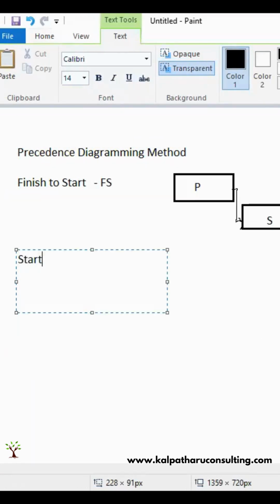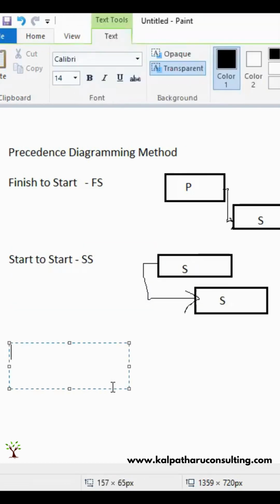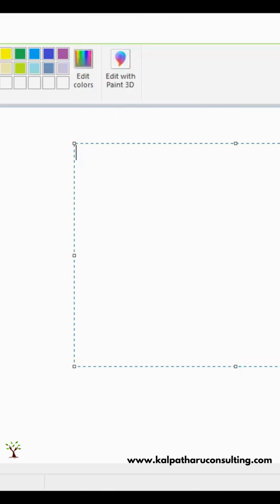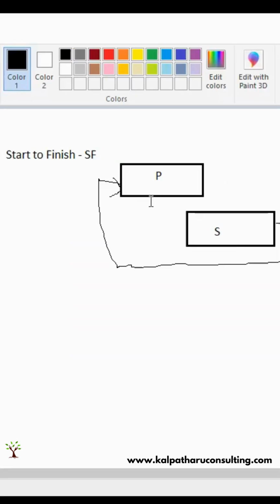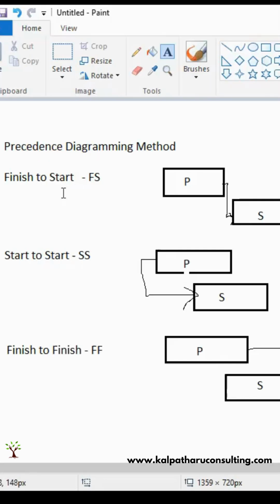And next is start to start. So in short, we can say SS. The next relationship is finish to finish, which we can represent as FF. Then let's have another technique called start to finish. The start to finish is a rare scenario. Finish to start, these three are very common ones, and these two are very, very common ones. So this is the precedence diagrammatic method.